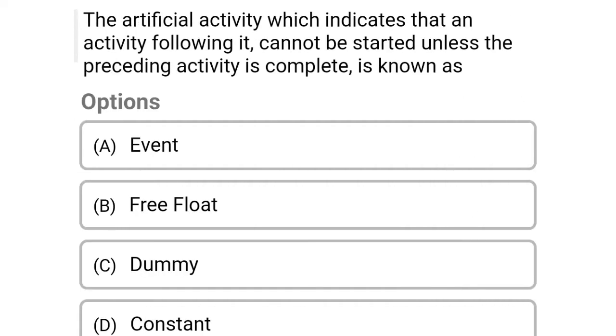So next question, the artificial activity which indicates that activity following it cannot be started unless the preceding activity is complete is known as option A, event, option B, free float, option C, dummy, option D, constant. So the correct answer is option C, dummy activity.